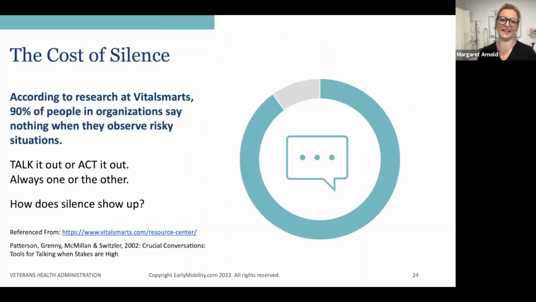The cost of silence. According to research at VitalSmarts, 90% of people in organizations say nothing when they observe risky situations. We've seen this with hand washing. We've seen staff who are not providers or physicians feel like they cannot talk to a doctor about washing their hands if they observe a provider going in and out of a room without washing their hands.